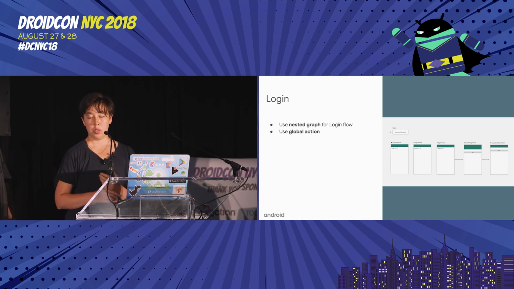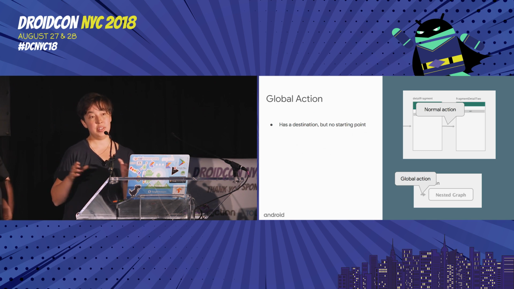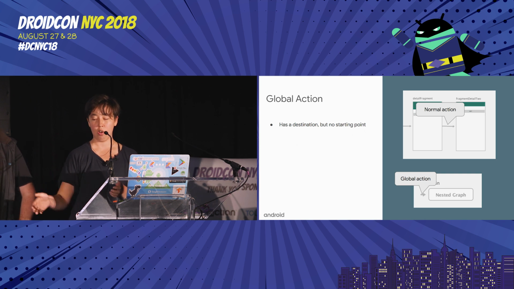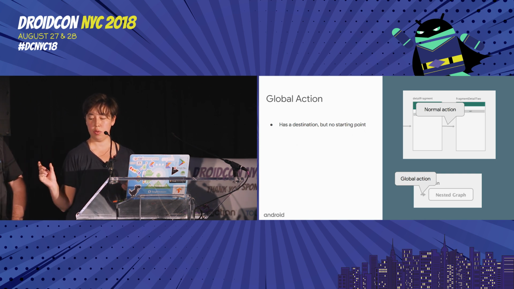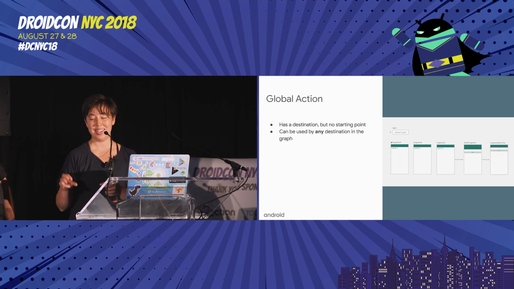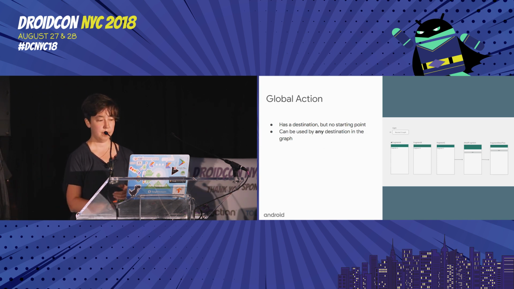OK, so the next thing that you might want to use is a global action. So what is a global action? Global actions are actions that have a destination that they go to, but they don't have a starting point. So if you look up there at our normal action, that's connecting two different destinations. Our global action there, though, is just a tiny little arrow pointing into our nested graph. Global actions can be used by any destination within your navigation graph to go to a specific destination. So basically, all of those fragments down there can use that global action to pop over into our login flow, which is probably what we want because, again, our use case was that on a bunch of these screens, we're going to want to be able to navigate to the login flow.